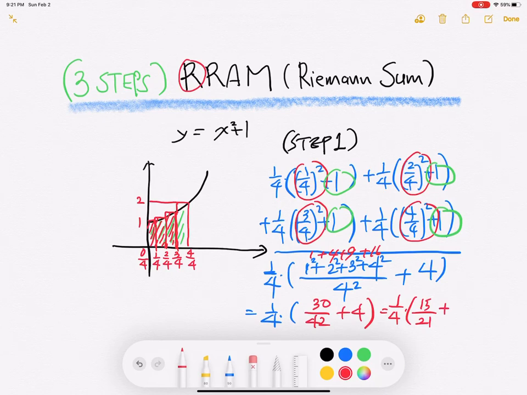So 1 over 4 times 15 over 8, plus 4. That gives 15 over 84 when I multiply these, then plus 1. So 84 plus 15, 99 over 84.